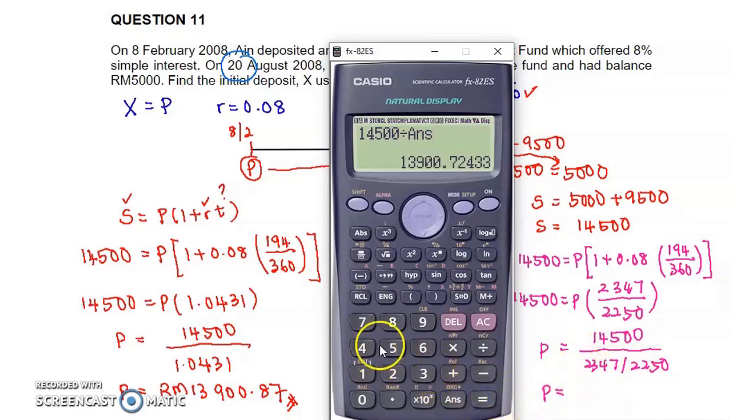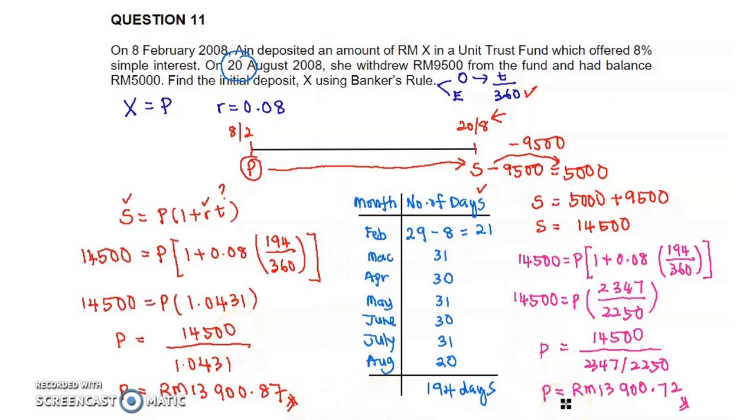Okay, equal. So if you look at here, your answer will be slightly different. So here is 13,900.87. Here is 13,900.72. So slightly different. Okay, no problem. Even though the answer is slightly different, your working or your concept is still correct. Slightly different because of rounding adjustment here. So if you want to have very precise answer, you use this method. It considers all decimal points, but here we just round off to 4 decimal point. Both answers are still acceptable.